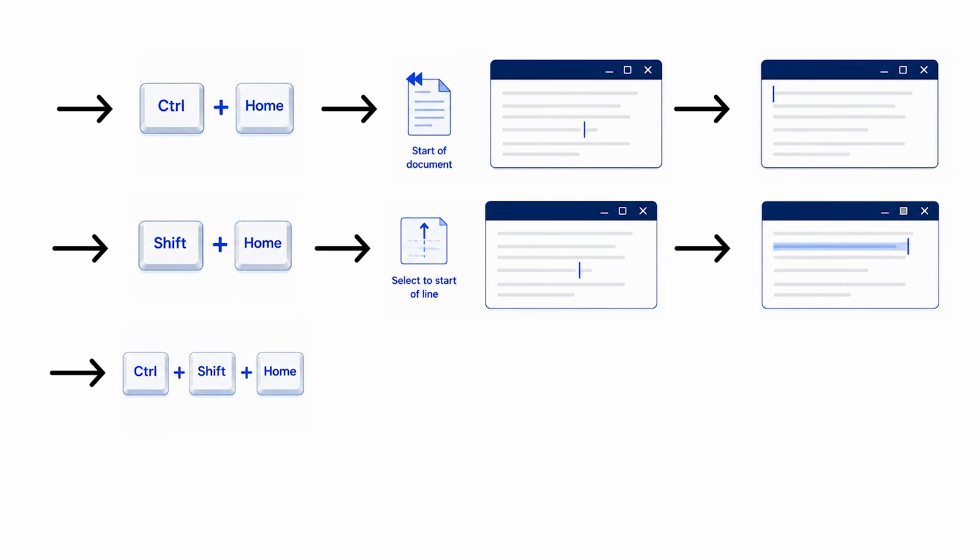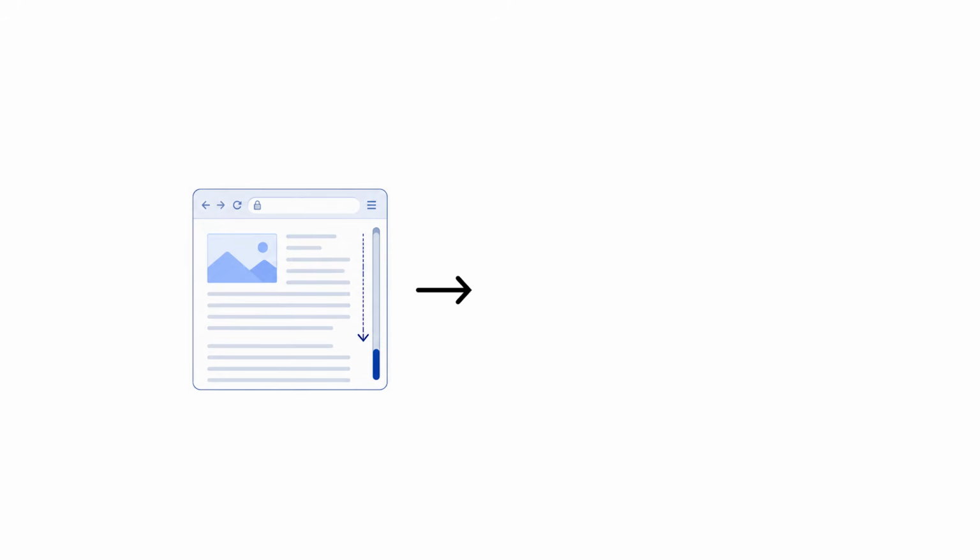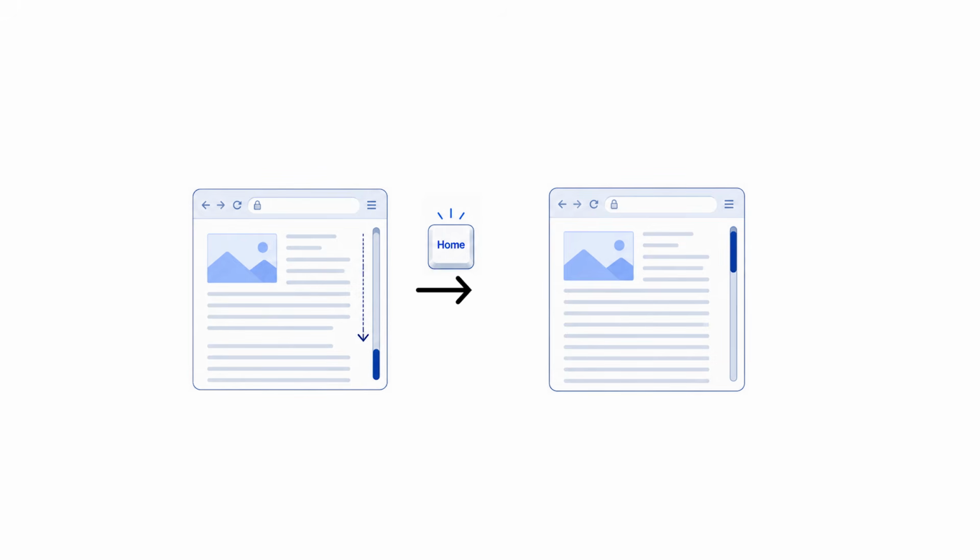Control plus Shift plus Home highlights everything from your cursor to the start of the entire document. Perfect for selecting huge chunks of text without dragging your mouse across 20 pages. And here's a bonus. In your web browser, Home scrolls you to the very top of the page. No more frantic scrolling through endless articles.